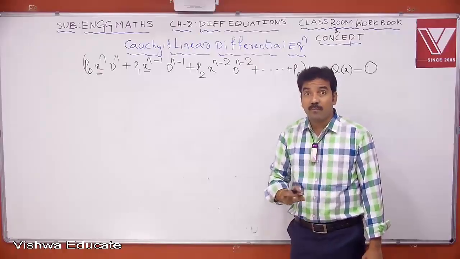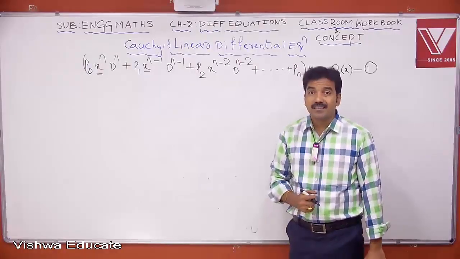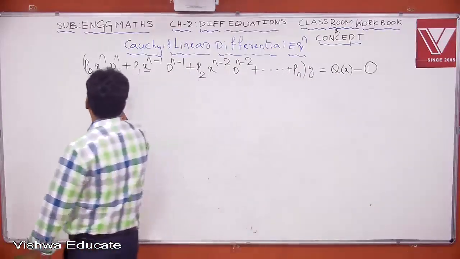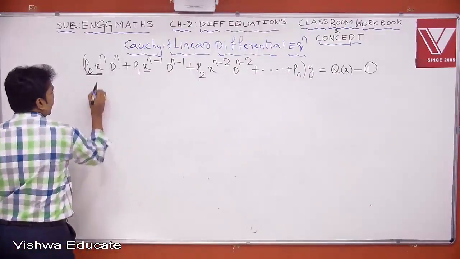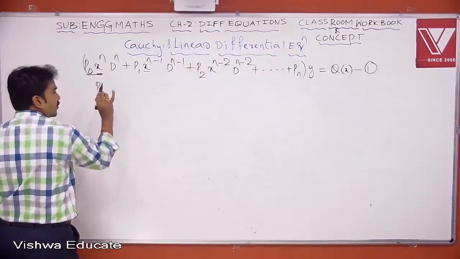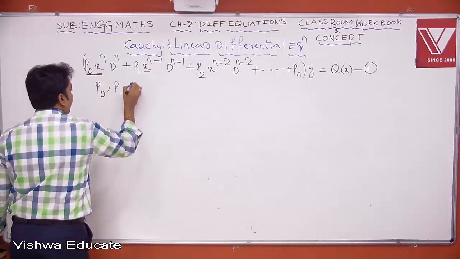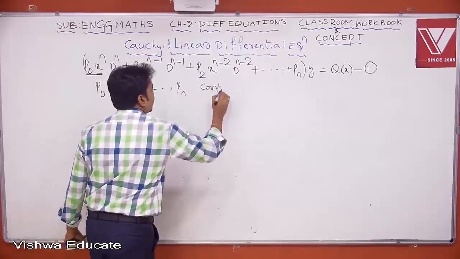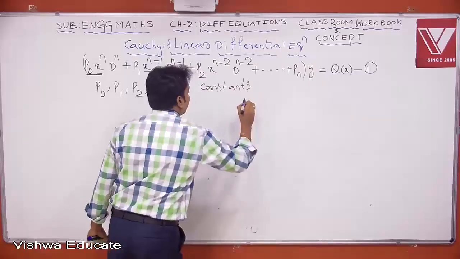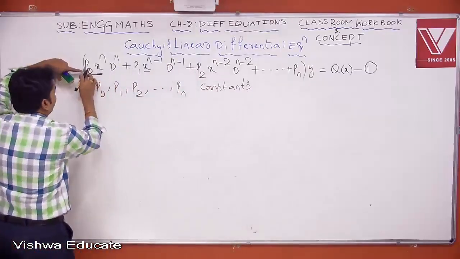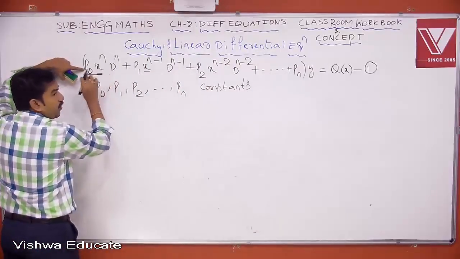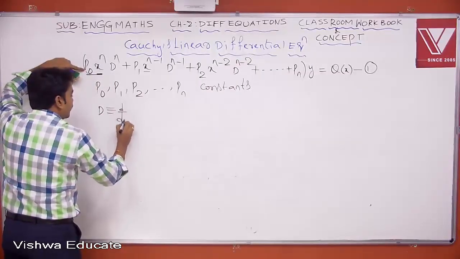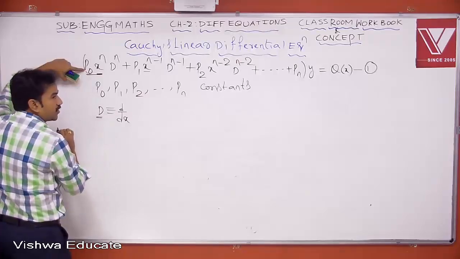Till now we have solved many classroom workbook questions on differential equations with constant coefficients. But when you look at this expression, p0, p1, p2 and so on up to pn are all constants, so we do not have any problems with those coefficients. But between the p values and the D values we have powers of x. Here D is nothing but d by dx as usual, the differential operator with respect to x.